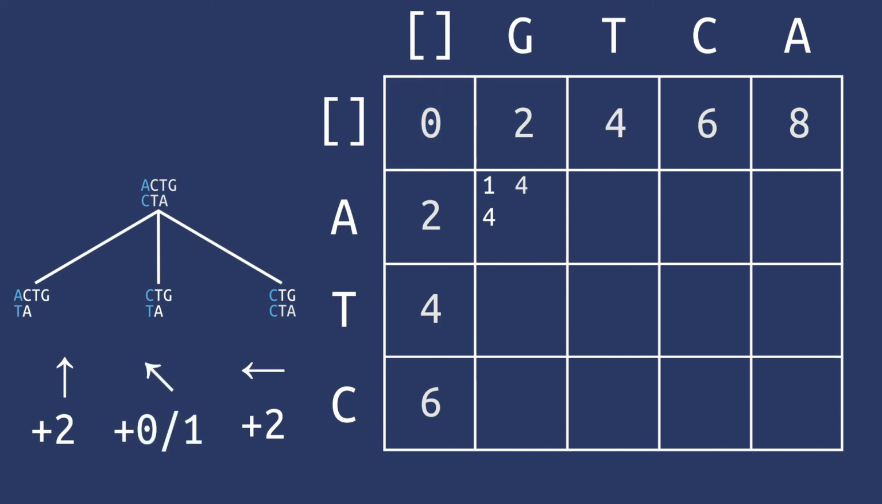So we have options 4, 4, and 1. We want the minimum, so we choose 1. We continue this process for all of the cells. Feel free to try to fill out this table yourself.